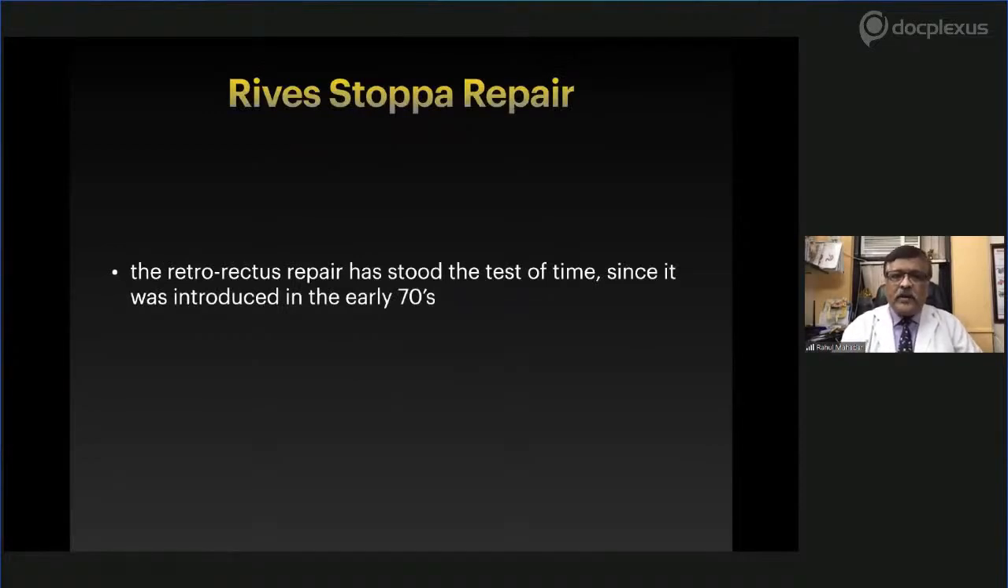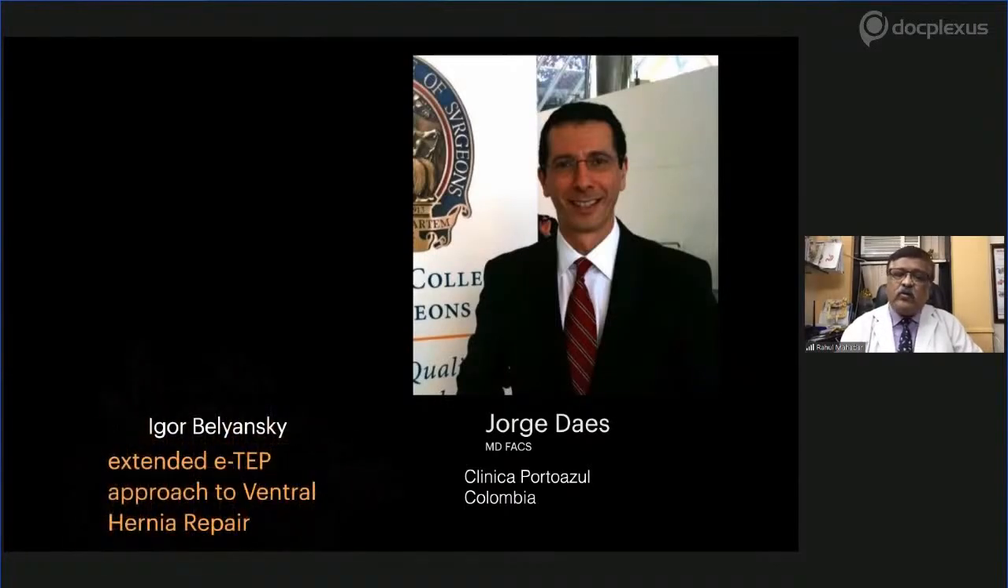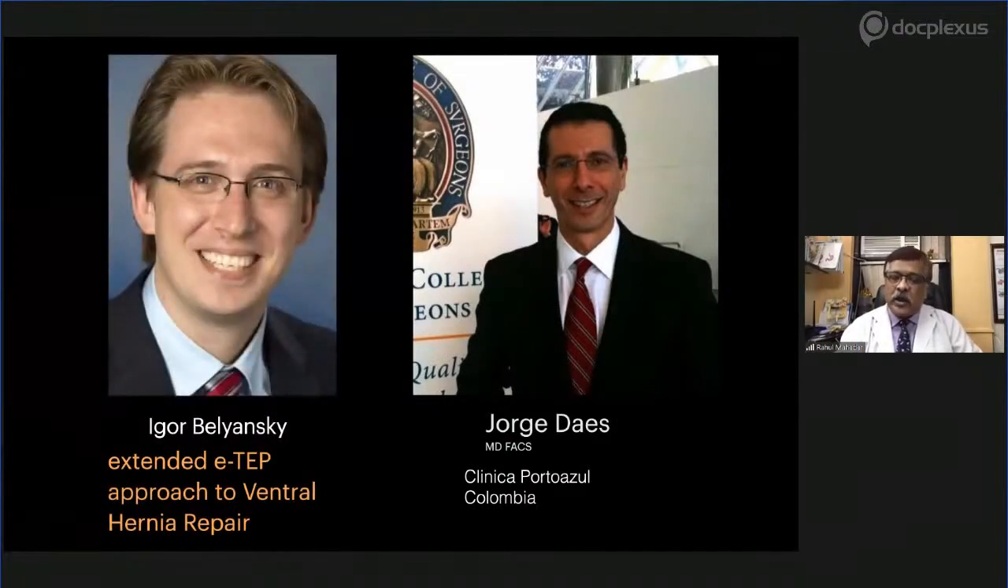Now, the Rives-Stoppa repair, the retrorectus repair, has stood the test of time since it was introduced way back in the 1970s. Now, this is mainly used by many open surgeons for midline hernias since a long time, and it is really time tested. Now, this particular technique, why not do it in a laparoscopic way? Jorge Daes from Colombia introduced the E-TEP technique for large inguinal scrotal hernias. So this technique has been extended for the approach to ventral hernia repair by Igor Belyansky from USA.